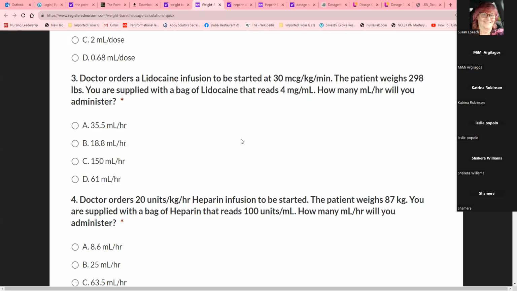Okay, so we're doing number 3. Remember, start with what does the statement ask you? This is a desired dose. So how would you set up the desired dose?